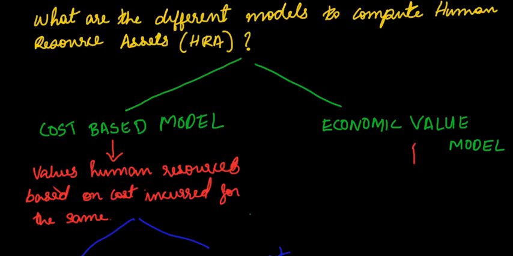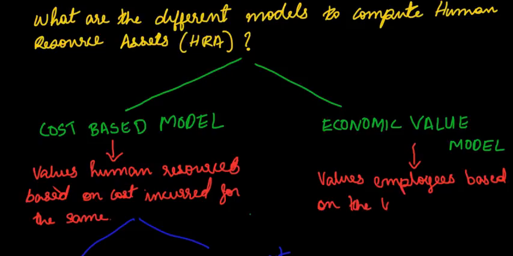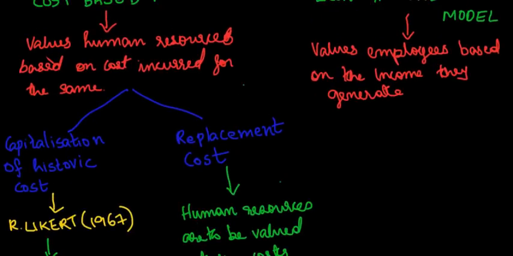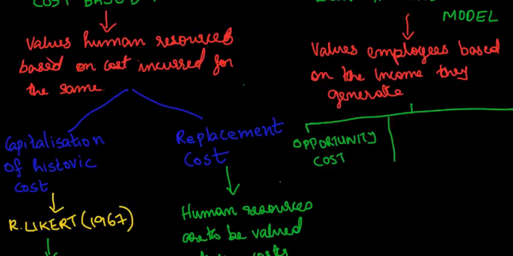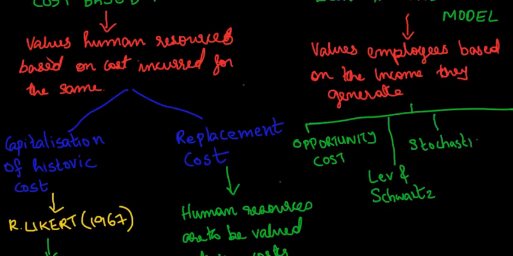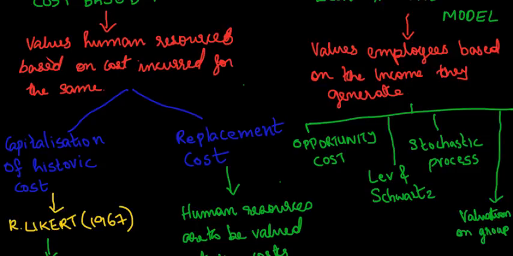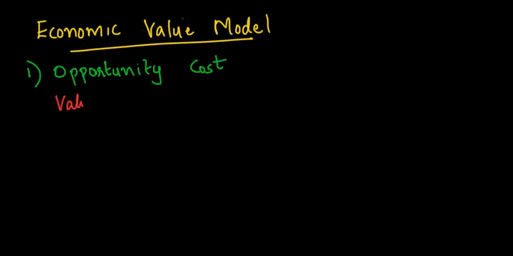The next model of HRA is economic value model, which calculates the employee's value based on the income they generate. This includes four types of human resource calculations, which are 1. Opportunity cost, 2. Lev and Schwartz model, 3. Stochastic process with service rewards, 4. Valuation on group basis. Opportunity cost model, otherwise termed as the Hakimian and Jones model, was developed in 1967.